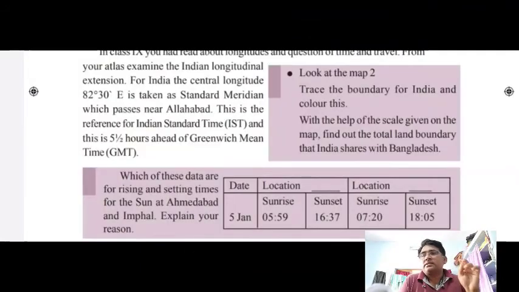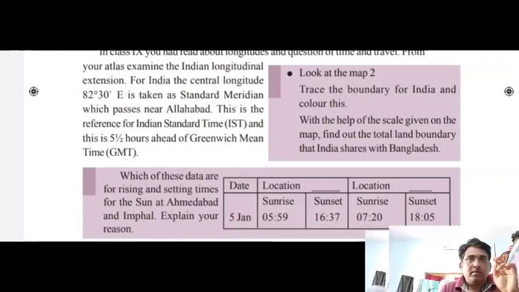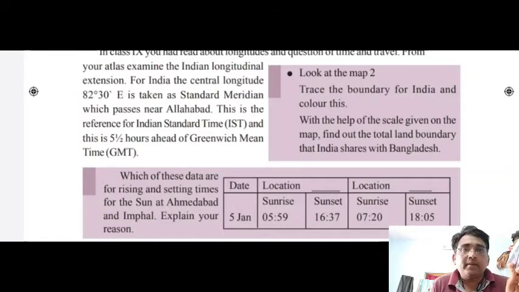This is our textbook exercise. It shows sunrise and sunset timings of 2 places, that are Ahmedabad and Imphal. He asks which city these times belong to. In this exercise, a table is given. In the table, he gives 2 timings.